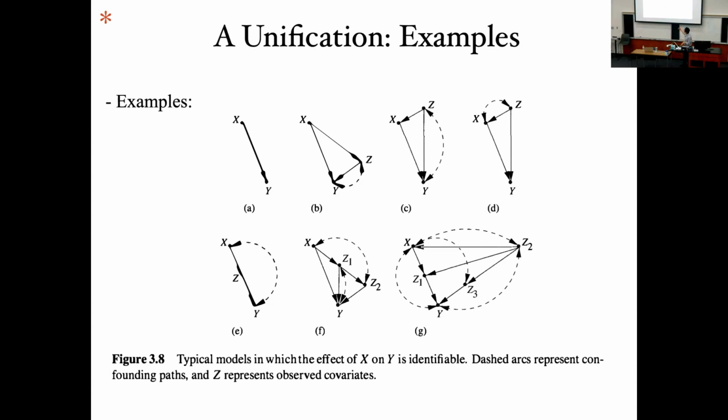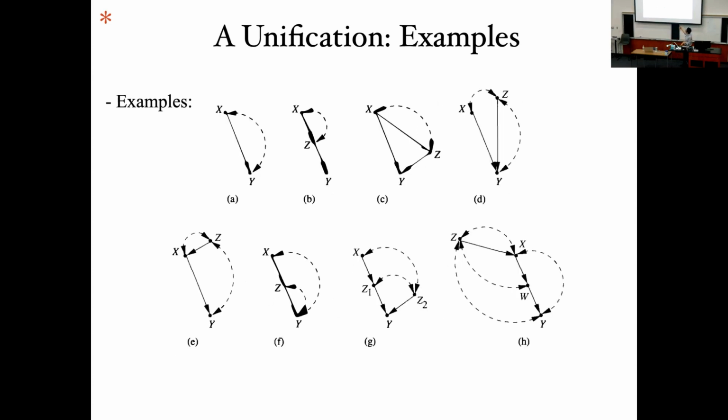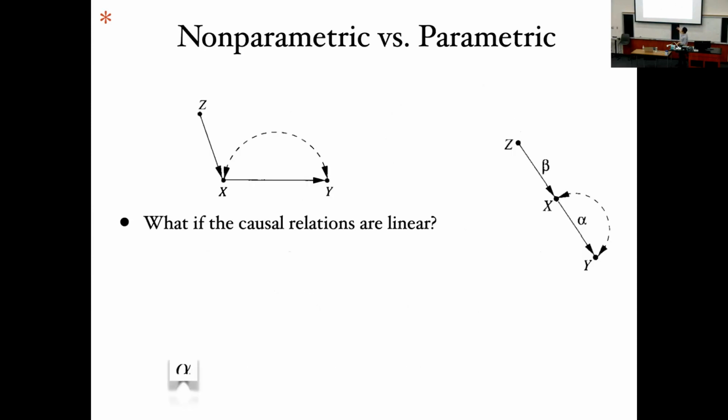So here you can see a lot of examples where the condition is not satisfied. You already saw some of them, right? In those cases, we cannot just say the causal effect of X on Y is identifiable. Now let's look at one more example. Remember this example. In the non-parametric case, we cannot identify the causal effect of X on Y.